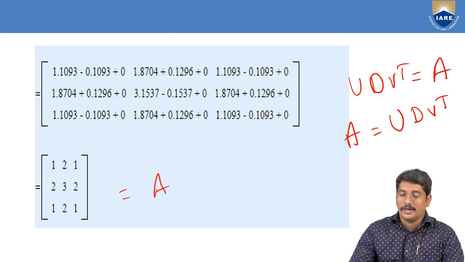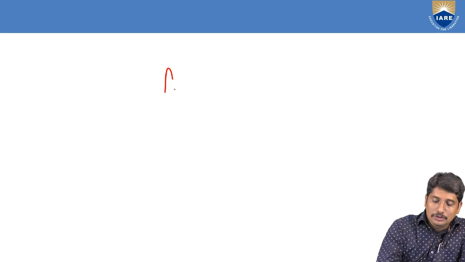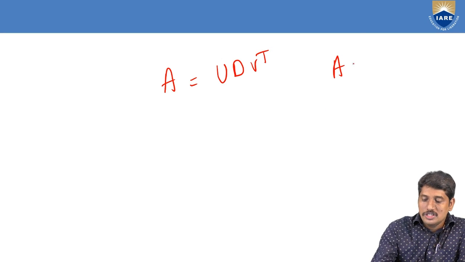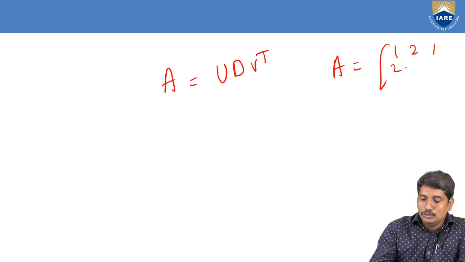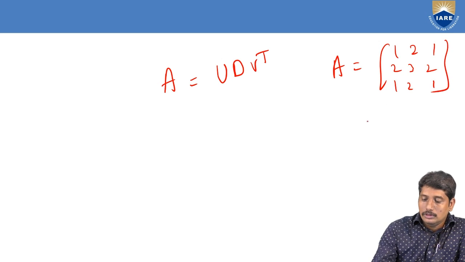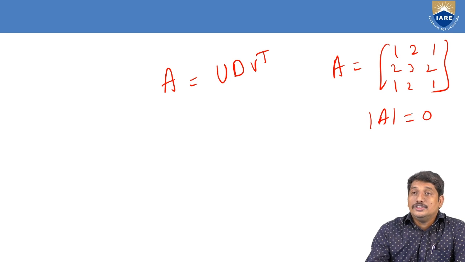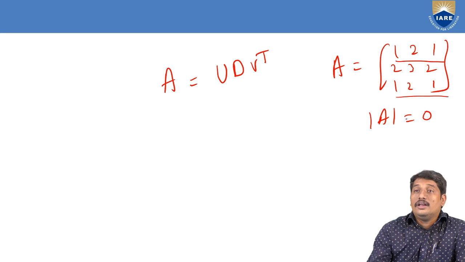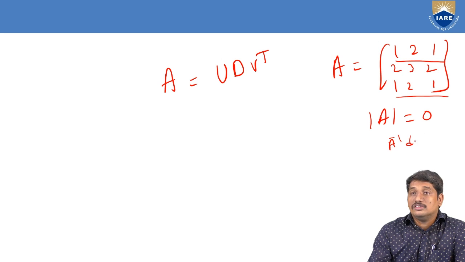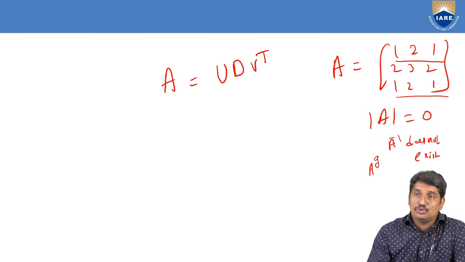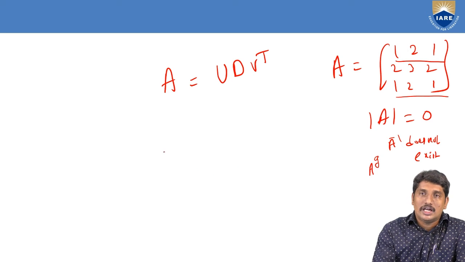Now, one last question remains. We have A equal to U into D into V transpose, where A is 1, 2, 1; 2, 3, 2; 1, 2, 1. We can easily understand that det A is 0 because the first row and the third row are identical. Det A is 0, hence A inverse does not exist. Then you promised us that even though A inverse doesn't exist, we can calculate an approximate inverse called the pseudo-inverse for this matrix. How to calculate that pseudo-inverse? By using singular value decomposition.